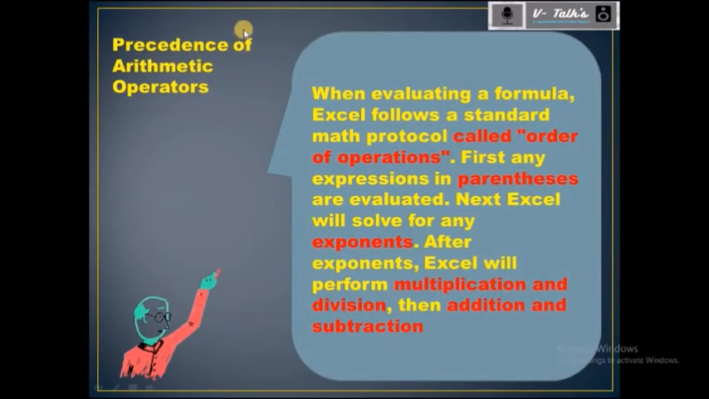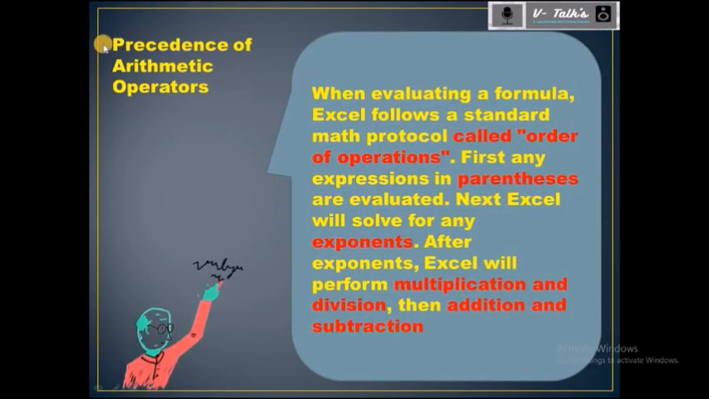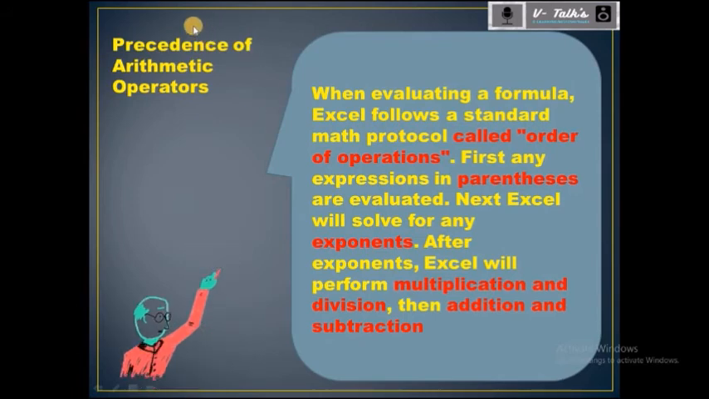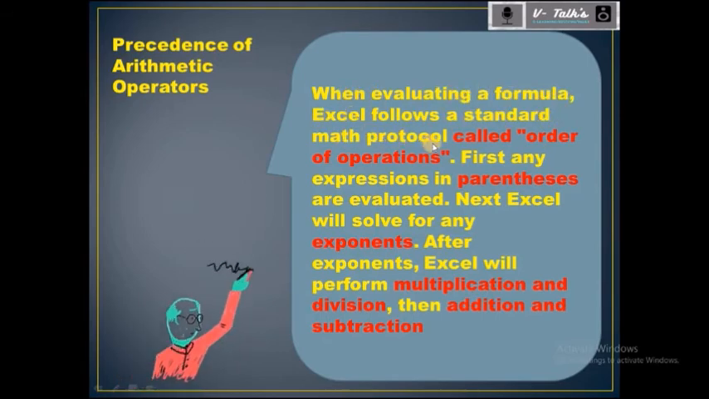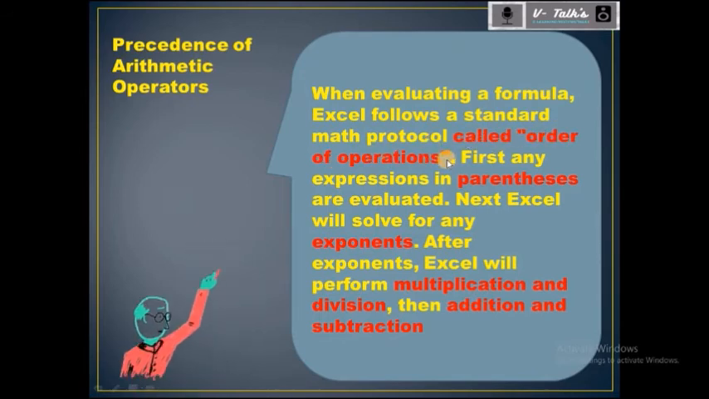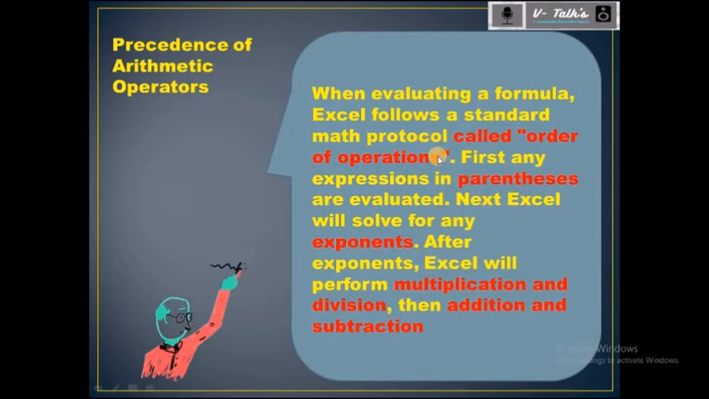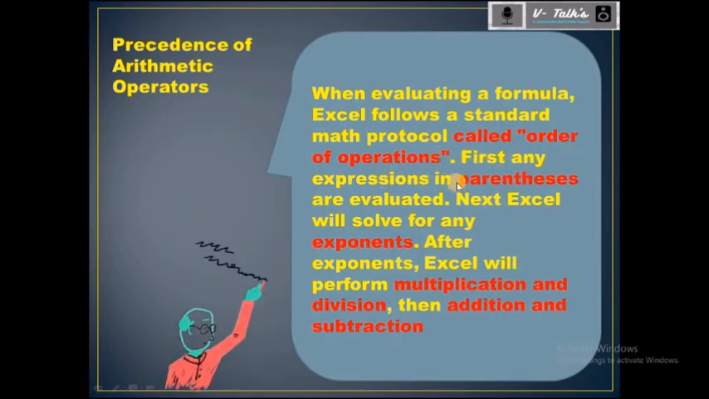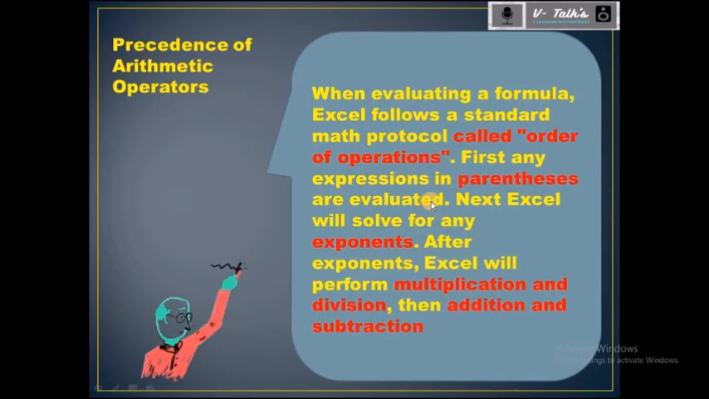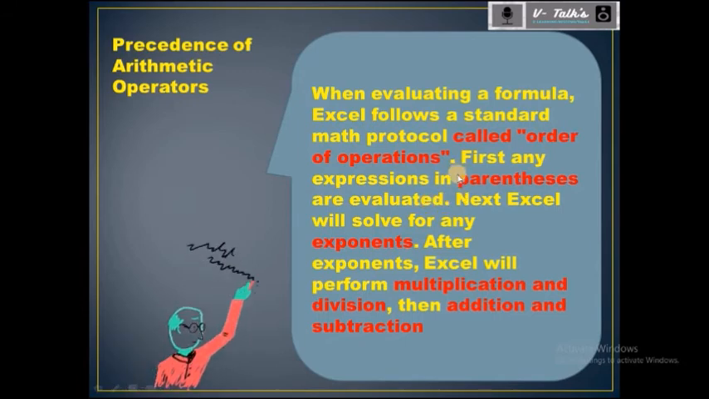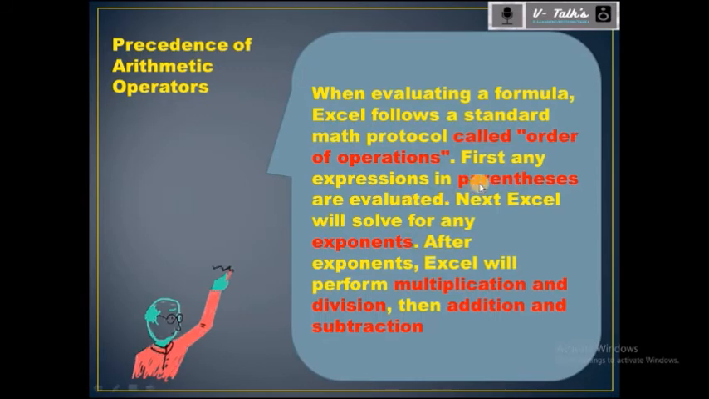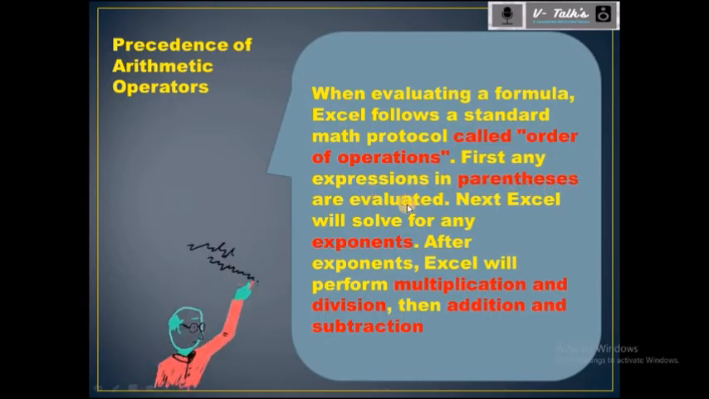Now we need to study something called the precedence of arithmetic operators. Precedence means the order of operation. In maths you have studied something like the BODMAS rule. So here, when evaluating a formula, Excel follows a standard math protocol called order of operations or the precedence of operations. First, any expressions in parentheses are evaluated. Whenever you create a formula, it will first go to parentheses, and whatever is inside the parentheses will be evaluated.